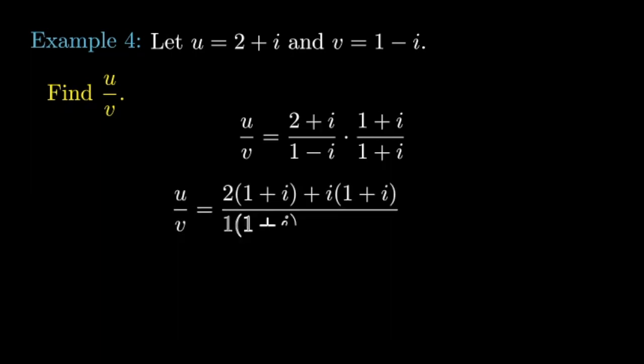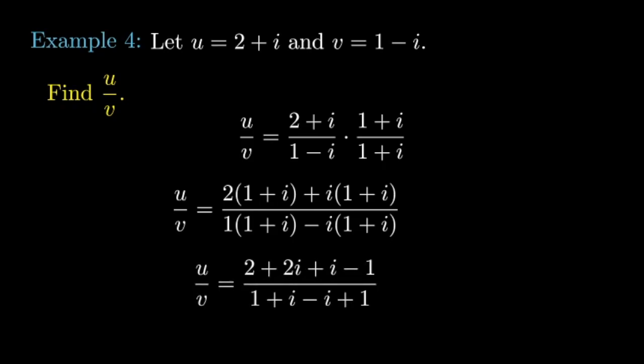And then if we expand this expression, we see that we get 2 plus i times 1 plus i. And if we expand the denominator, we'll just get 1 times 1 plus i minus i times 1 plus i. Now if we expand all this out, we'll get 2 plus 2i plus i minus 1. And in the denominator, we'll get 1 plus i minus i plus 1. In the denominator, we now have only a real part. So now if we just simplify this expression, we end up with 1 plus 3i over 2.